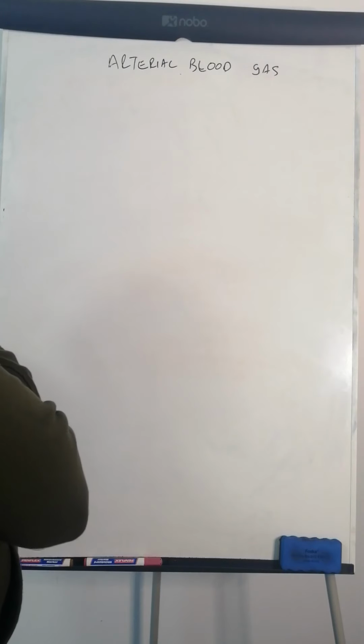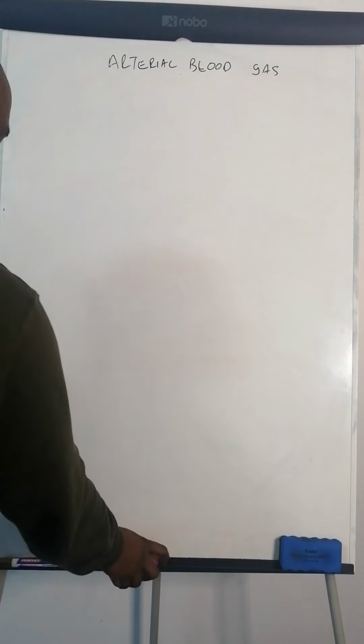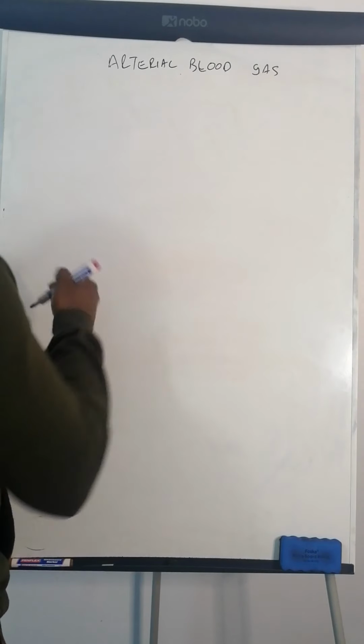So arterial blood gas, commonly known as an ABG. Basically it's a blood sample that you take, about 2 ml or 1 ml, and then you take it to the analyzer, and the analyzer will analyze the blood for you and tell you what is happening in the blood.